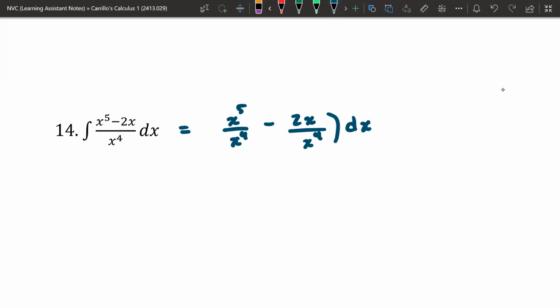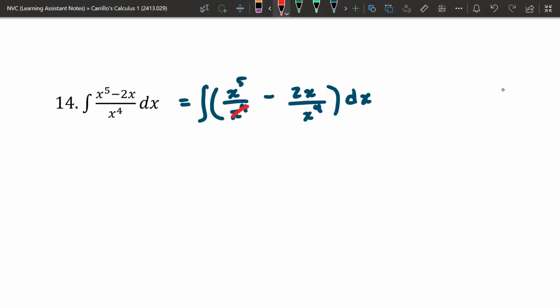Okay. So like you guys said, we start by separating our integrand into two separate fractions. Now x to the 4th will reduce with this x to the 5th, and this 2x will reduce with that x to the 4th. So now we have x minus 2 over x cubed dx.